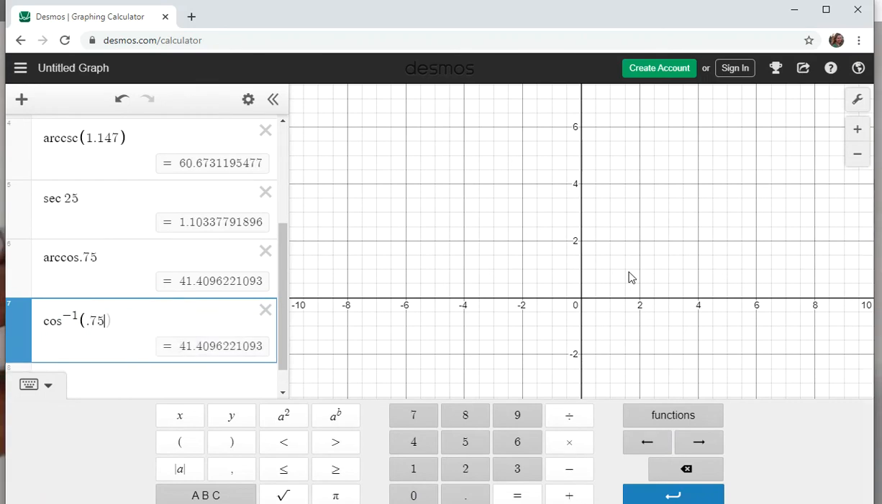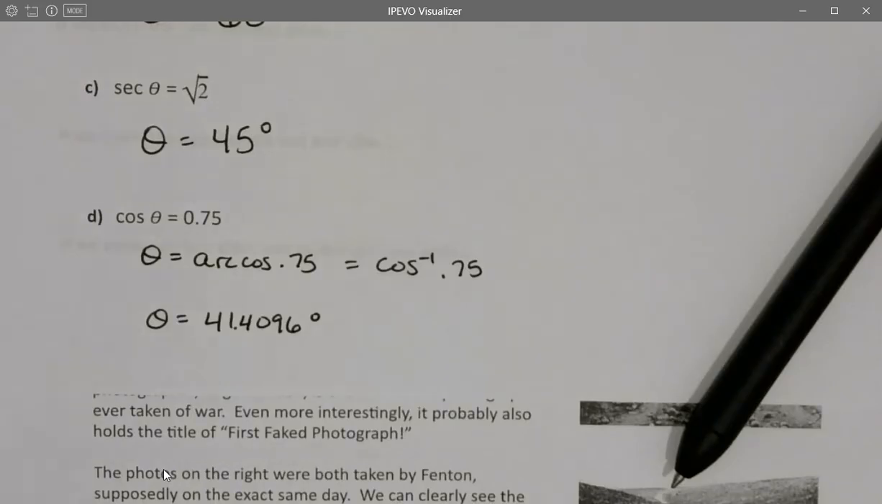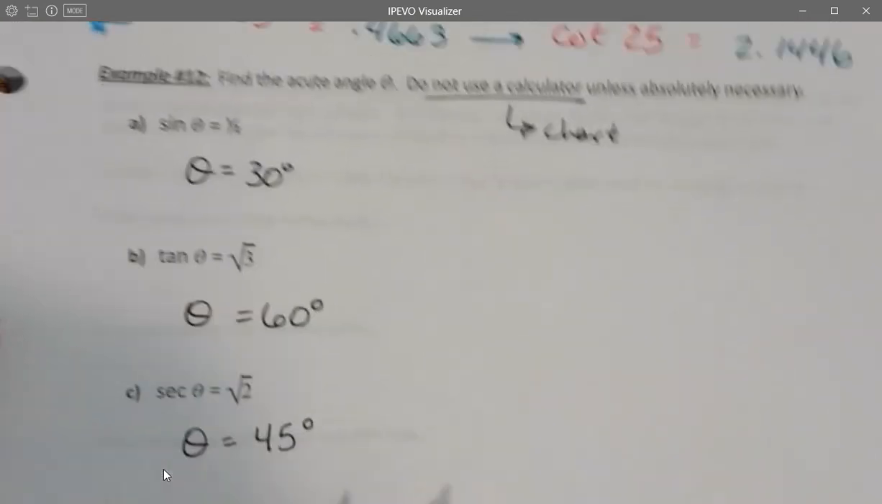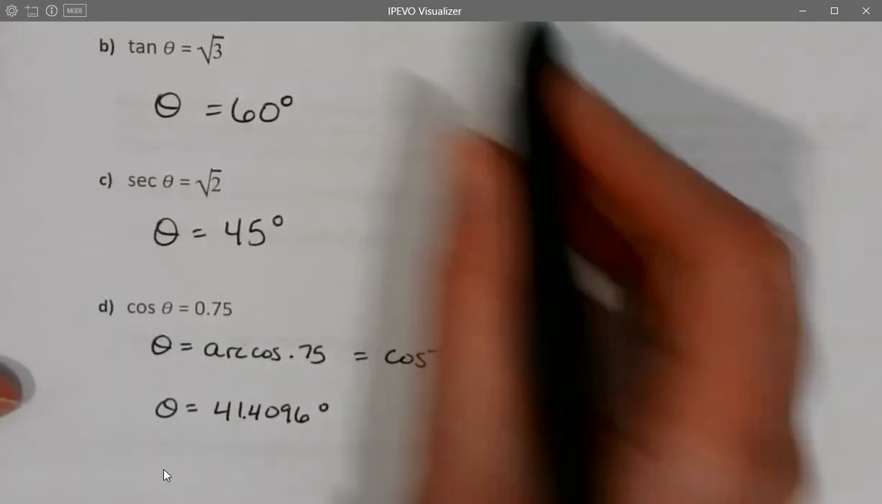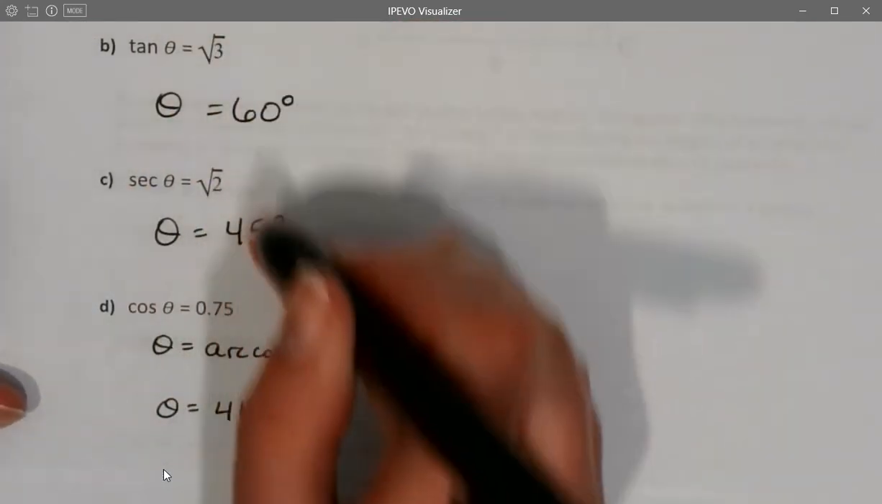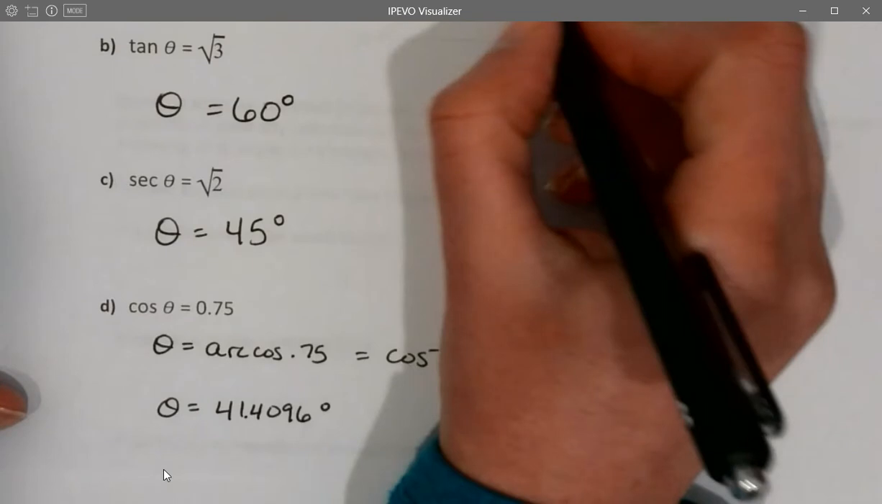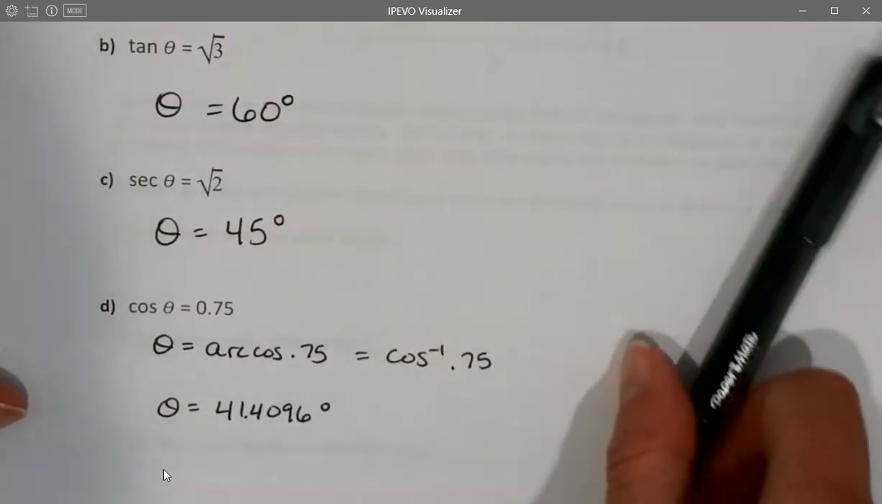So this angle, theta, is approximated as 41.4096 degrees. Notice, sorry, one of my pages was moved up, but notice on any of these, I could have used a calculator for the first three. I was told not to because I want to start remembering that chart and remembering these.